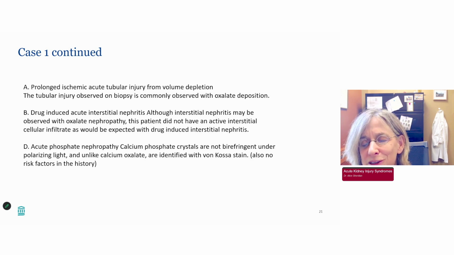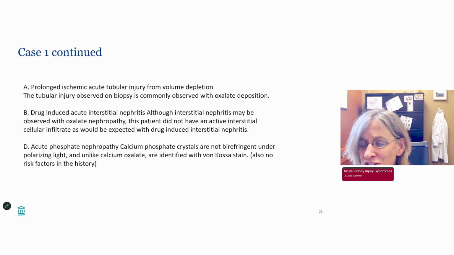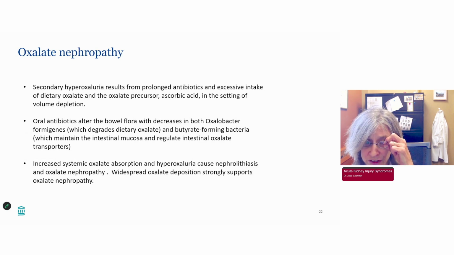Clearly the ATN from volume depletion would have recovered by now. It's unlikely he would have such severe injury. The tubular injury observed on biopsy is common with oxalate. Drug-induced interstitial nephritis, no. Interstitial nephritis is absolutely seen with oxalate, and over time, fibrosis, but this patient did not have an active interstitial cell infiltrate. Acute phosphate nephropathy, no. Phosphate crystals are not birefringent under polarizing light, and unlike calcium oxalate, they're identified with the von Kossa stain. So, oxalate nephropathy, I think it's underdiagnosed.